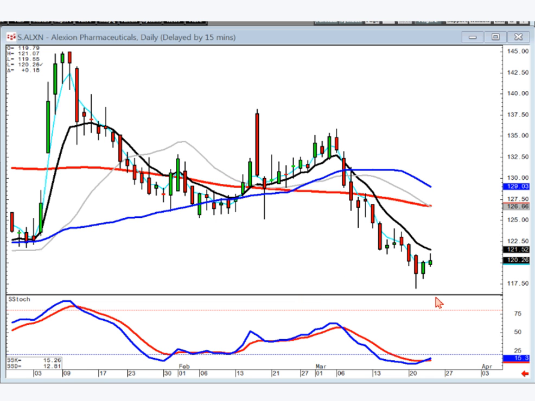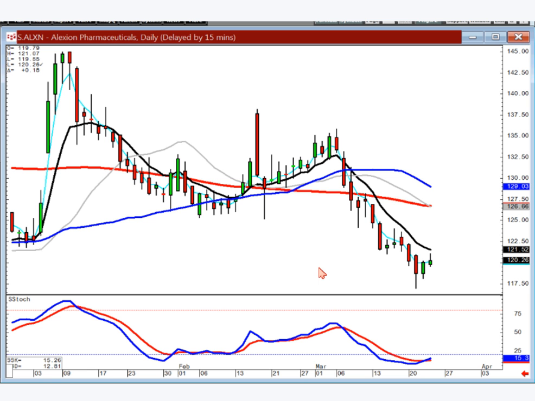ALXN stays short until you see a confirmed buy signal. Not quite there yet.